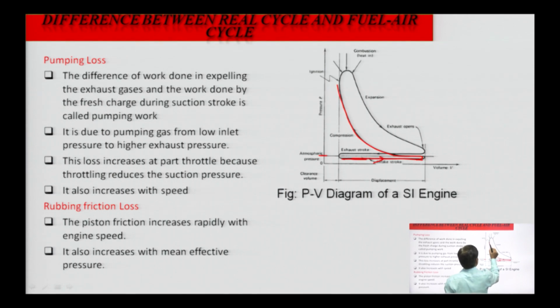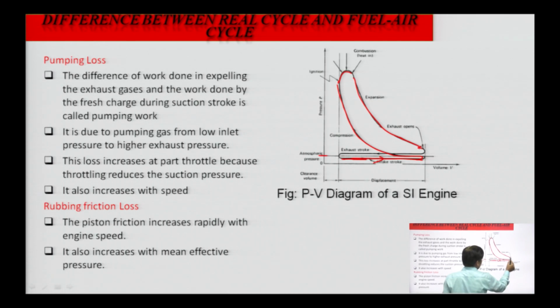And at this point somewhere, let us say ignition is given through the spark plug, because this is the Otto cycle, the actual Otto cycle. It is the actual PV diagram of an SI engine. So, if you give the spark here, it will not be at constant volume, it will be like this, then expansion, and let us say at this point you open the valve.